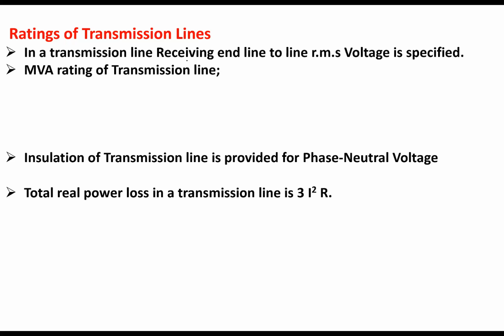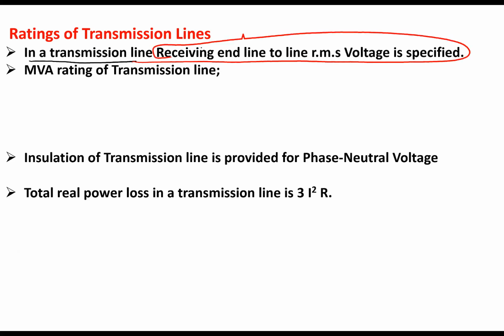But however, if you want to be more specific, in a transmission line, the receiving end line to line RMS voltage is specified. You only go for this when you have a specific question. Otherwise, almost in all the cases, we assume that the sending end voltage is 99% the same as the receiving end voltage. So if you specifically go in deep in a transmission line, we specify the receiving end line to line RMS voltage. Understand?